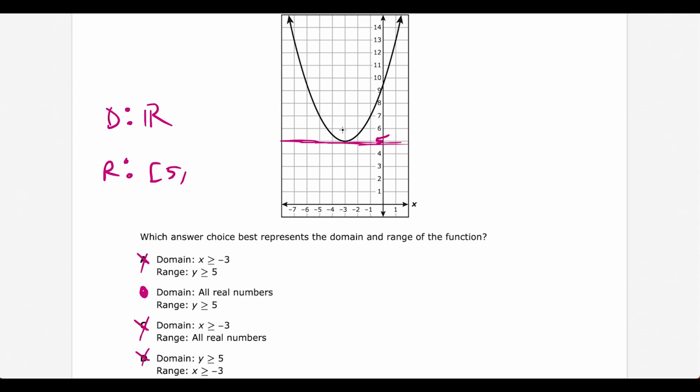But notice that this graph keeps going all the way up to infinity. So our range is going from 5 to infinity, but if we write it out the way they have it in the answer choices, our y values are all greater than or equal to 5. So that's why this is definitely choice B.